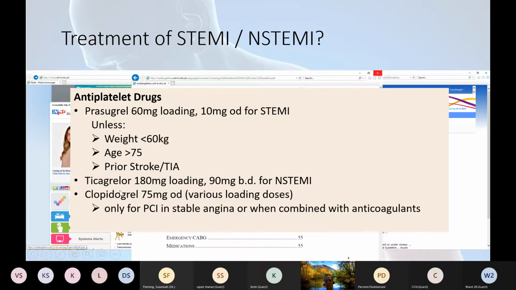And you can't just switch between them without reloading. It's quite complicated how you have to switch between them because they work in slightly different ways. So if you're on clopidogrel, you can't just start ticagrelor 90 milligrams twice a day. You have to reload the ticagrelor.